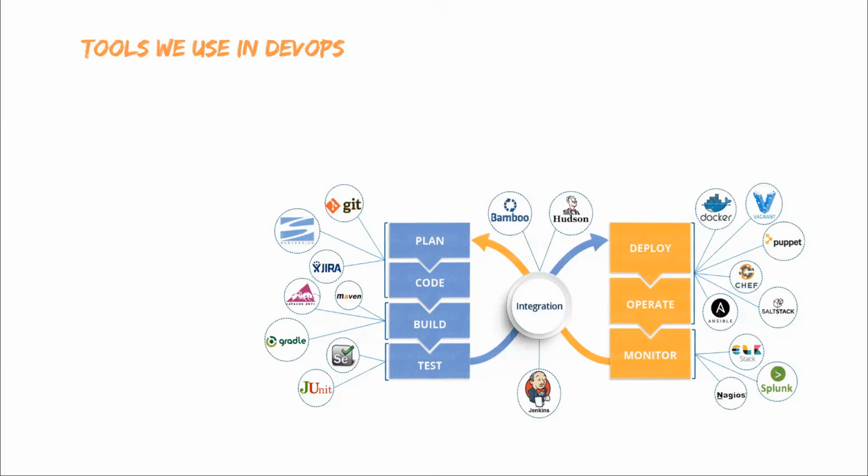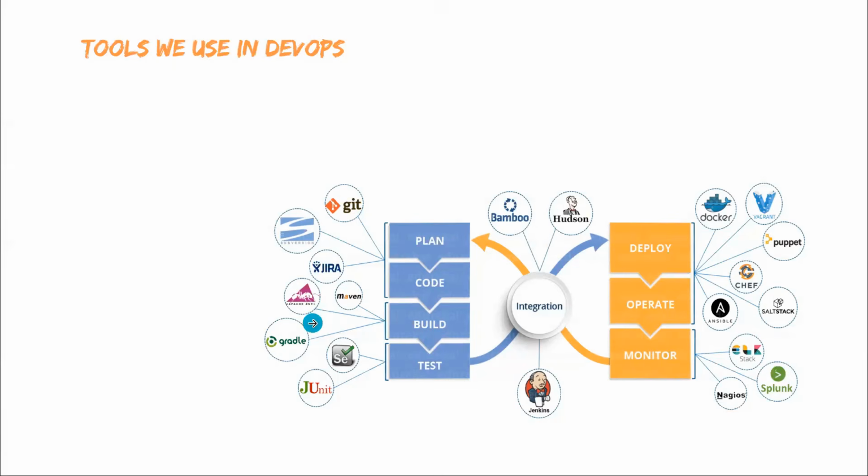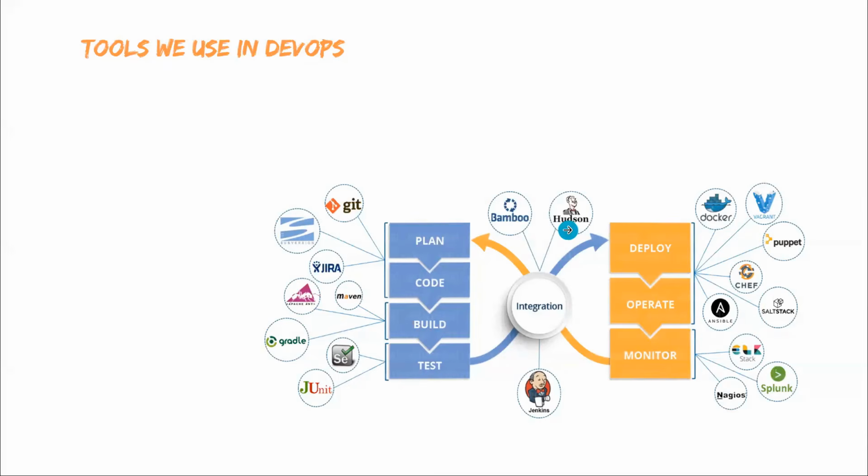For building, we can use Maven, Apache, and Gradle. Testing is also not going to be done by us. Testing is going to be done by the testing team. For integration, we can use Jenkins, Bamboo, Hudson. For deployment, we can use Docker, Vagrant, EC2. For operating, Ansible, Chef, SaltStack, Puppet, and for monitoring we can use Elasticsearch, Logstash, Kibana, Splunk, Prometheus, these kinds of tools we are going to use.